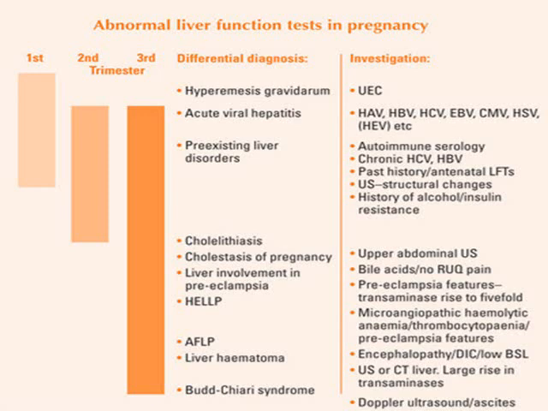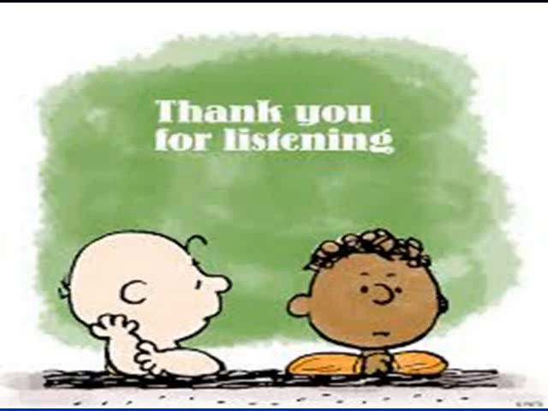Now the last slide is about the different diseases that affect the liver and the differential diagnosis of abnormal liver function tests, which include hyperemesis gravidarum, which leads to liver derangement, acute viral hepatitis, pre-existing liver disorder, cholestasis of pregnancy, liver involvement in preeclampsia, HELLP syndrome, acute fatty liver of pregnancy, liver hematoma, and Budd-Chiari syndrome, which leads to liver varices and increased portal hypertension, and the different investigations that are needed in order to reach the diagnosis of these different diseases. And thank you for listening.